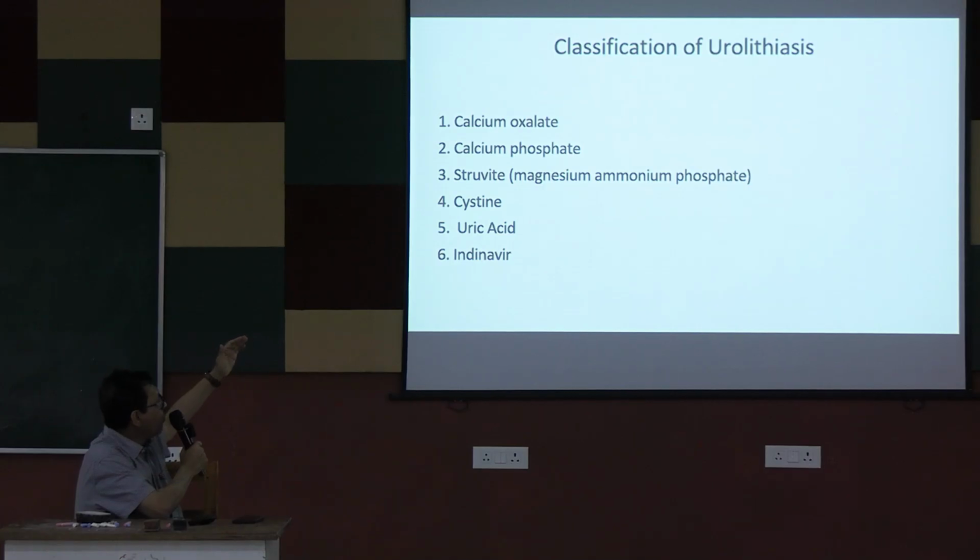Most common are calcium oxalate and calcium phosphate. Next common is definitely uric acid stone, then struvite stone, cystine stone, and Indinavir stone is a very rare disease. Its importance lies in the fact that it is associated with HIV affected patients who are treated with this medicine, Indinavir.